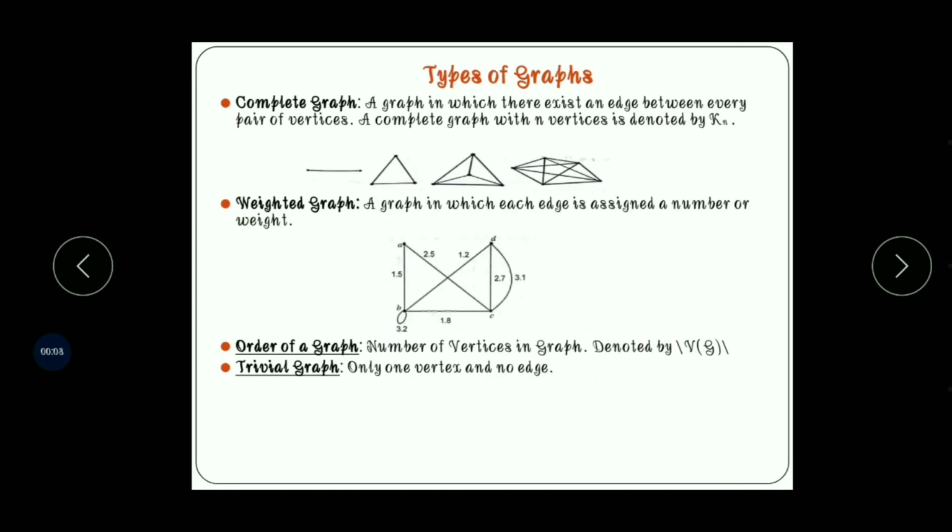This is a complete graph, a graph in which there exists an edge between every pair of vertices. Such a graph is called a complete graph, and a complete graph with n vertices is always denoted by Kn. Here you can see there are two vertices in the first example, so they are connected by one edge.